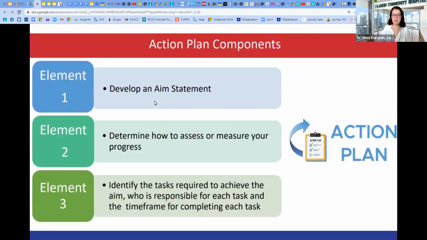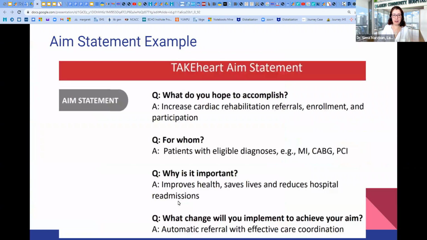So the first step is developing an aim statement. Second, determine how to assess or measure your progress. Measurement is an integral, essential part of a quality improvement project. Then identify the tasks required to achieve the aims. Tasks and activity planning for achieving those aims need to be defined precisely. And what is the timeline? Who is responsible for each task? That is the action planning for achieving those aims.